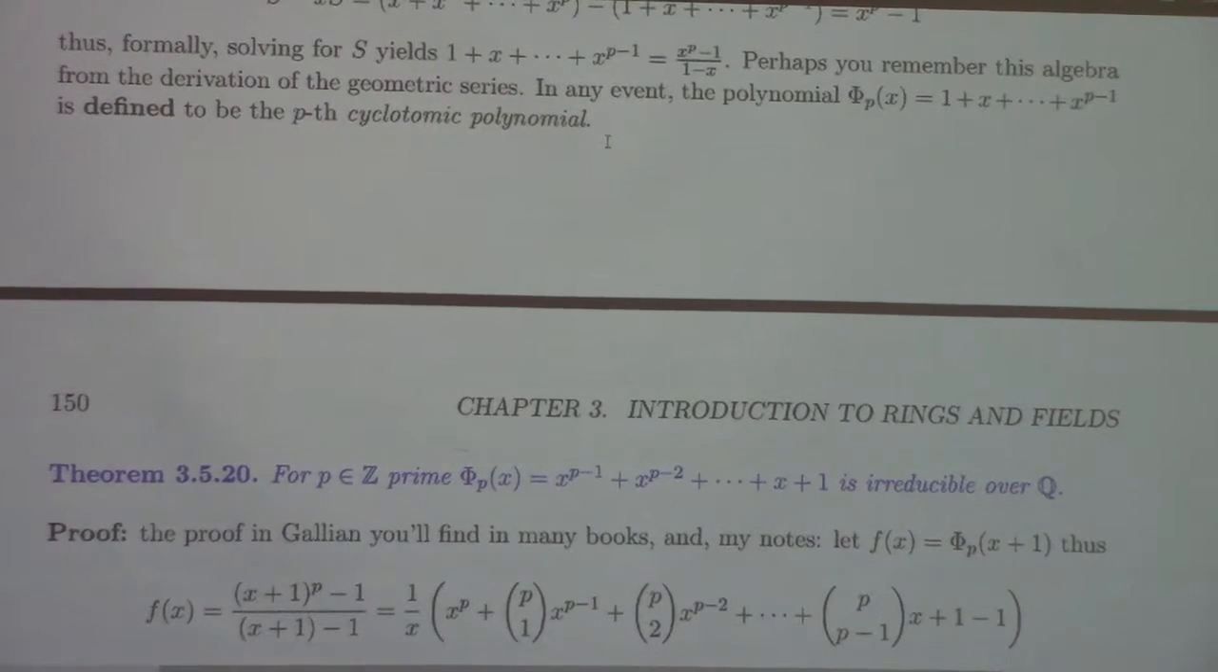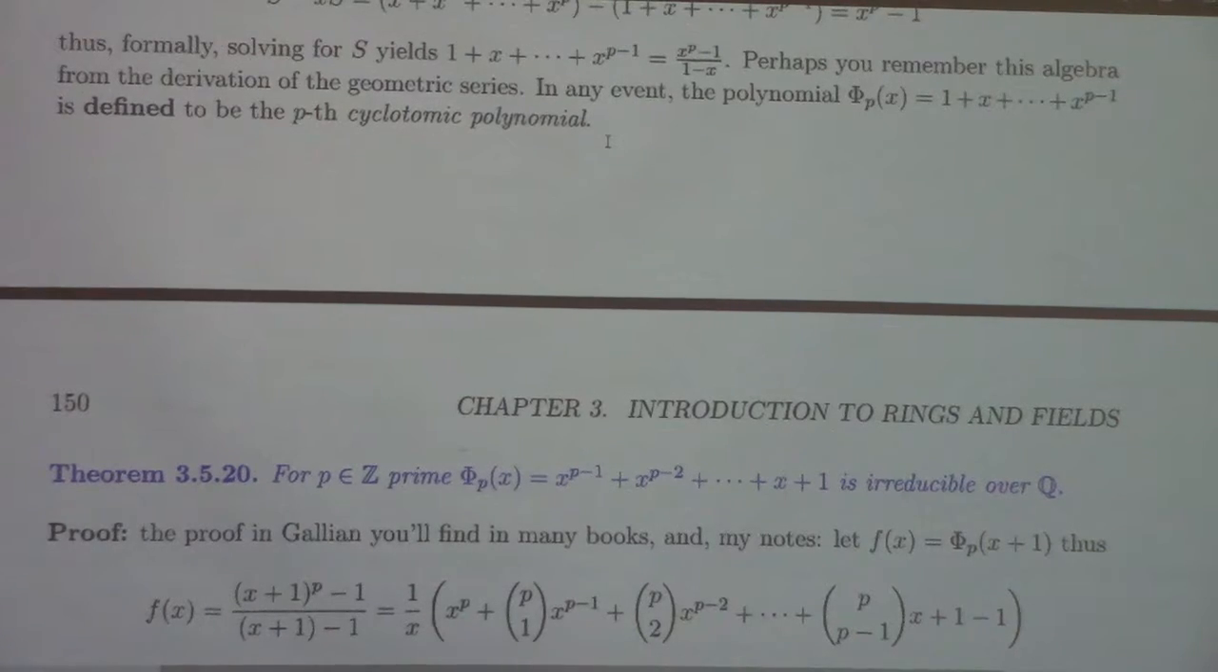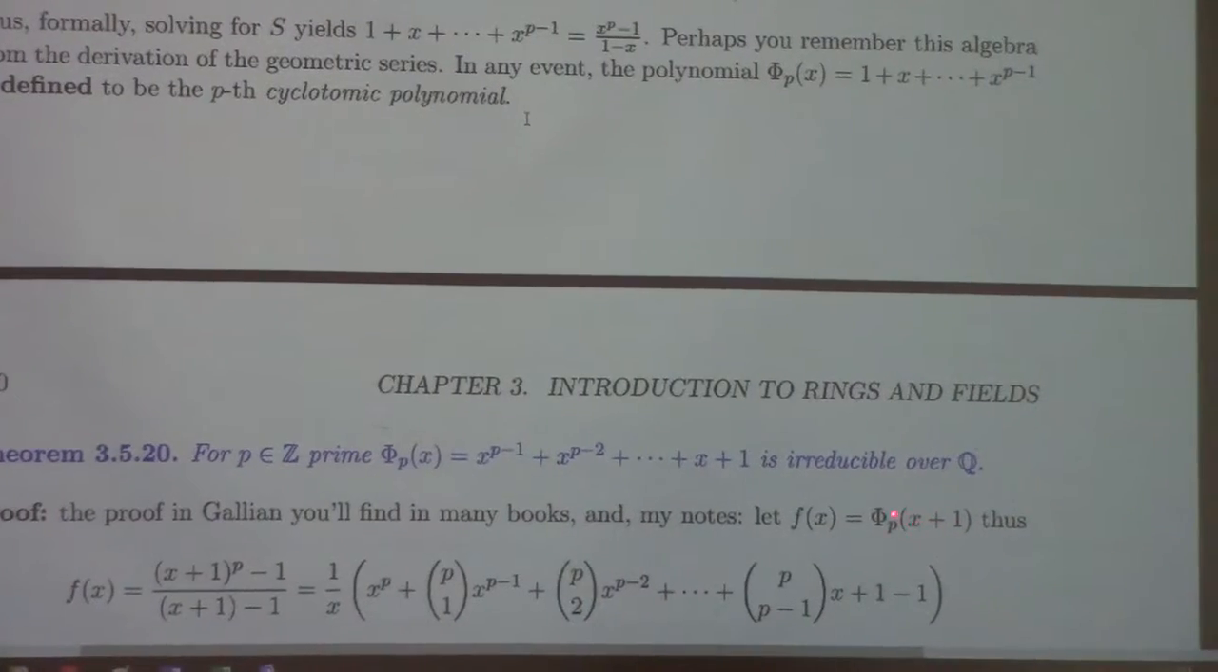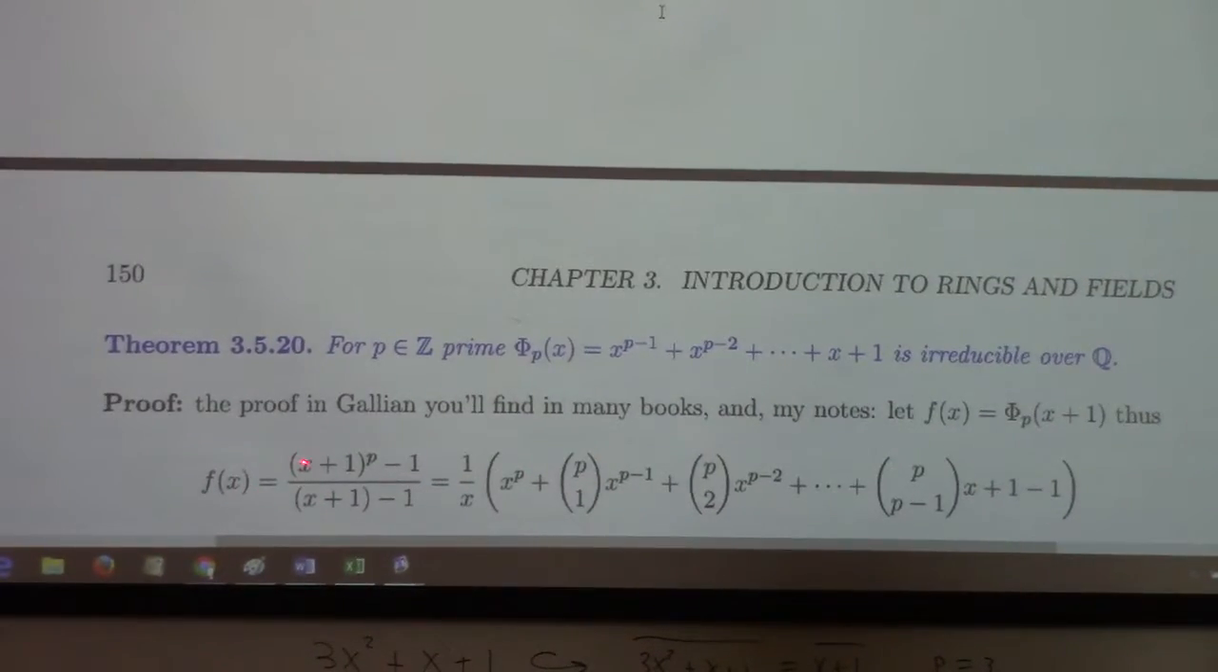Here's a proof that you'll find in pretty much every abstract algebra book. I'm not sure who did this to start with, but somebody did it. It wasn't me, but this is the argument you'll find in all books. So if you look at the pth cyclotomic polynomial evaluated at x plus 1, let f of x be that, then see what happens here. You use the formal expression, plug in x plus 1 for x. You get x plus 1 to the p minus 1. Then downstairs, you get x plus 1 minus 1, which is super nice, because it's just x, right?